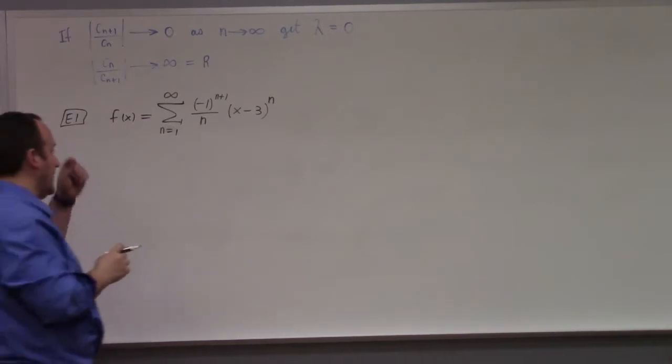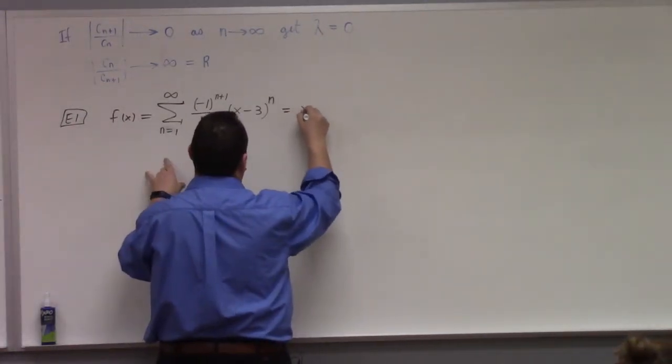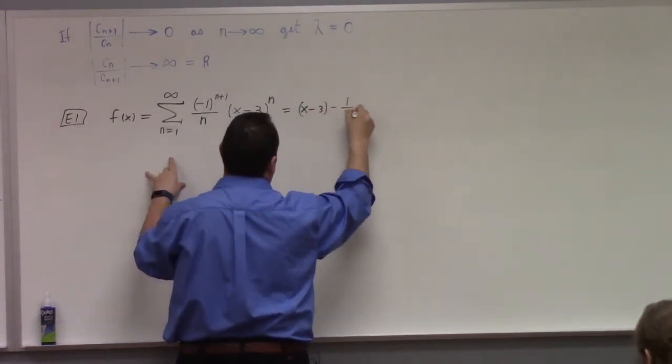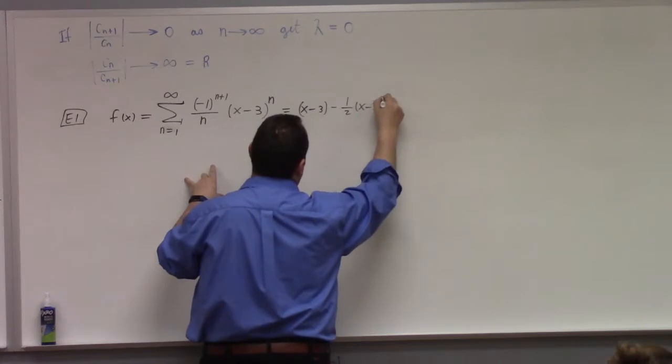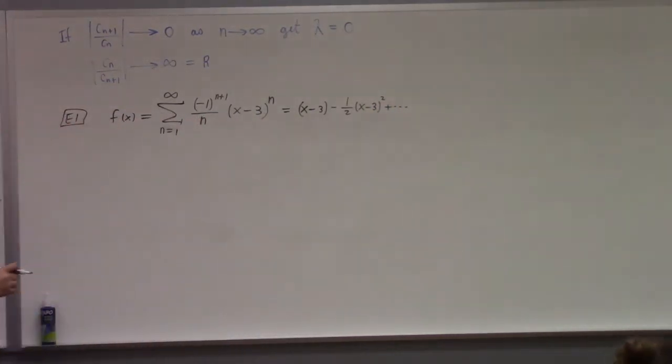So if I wrote this thing out, it starts with x minus 3, and then it's minus 1/2 x minus 3 squared, and so forth and so on. All right. There's the first two terms in the power series. So what do you guys think?